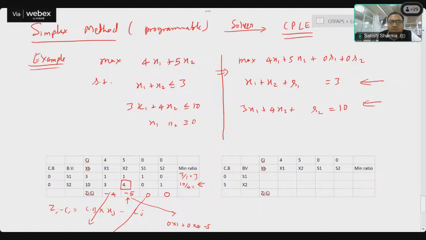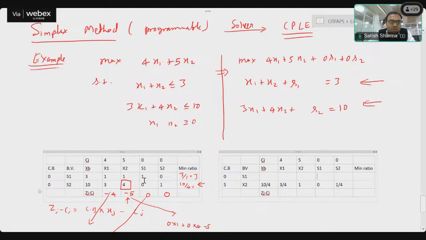This 4 becomes the key element, and to get this solution, just like s1 and s2 was 1, I have to make x2 equal to 1. So to make x2 equal to 1, I will divide this entire row by 4. So this will become 10 by 4, this will become 3 by 4, and then 4 by 4 is 1, 0 by 4 is 0, and then 1 by 4. So this is what I will get.